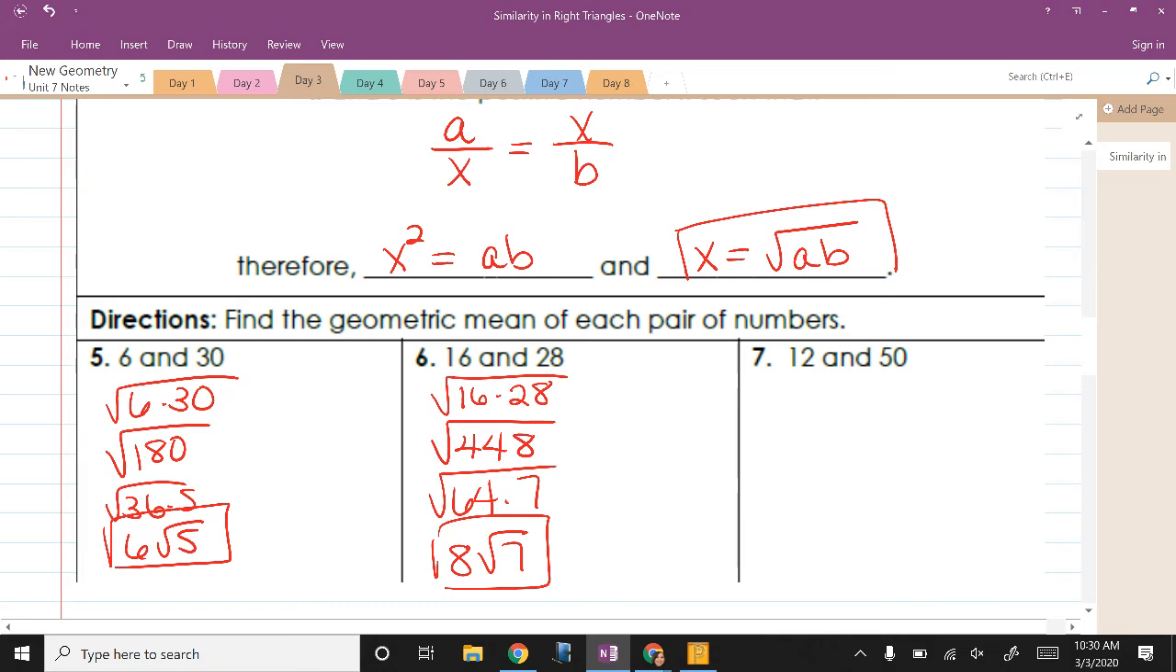Y'all try the next one. Geometric mean of 12 and 50. Oh, that's easy. Dang it. That should have been the first example.